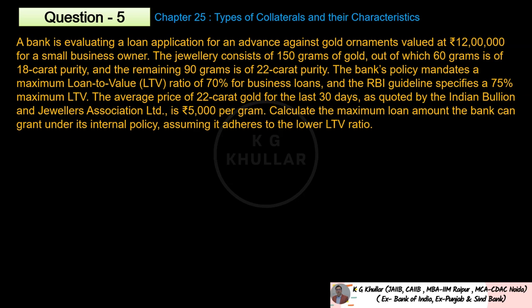The bank's policy mandates a maximum loan to value, that is LTV ratio of 70% for business loans, and the RBI guideline specifies a 75% maximum LTV. The average price of 22 karat gold for the last 30 days as quoted by Indian Bullion and Jewelry Association Limited is rupees 5,000 per gram. Now calculate the maximum loan amount the bank can grant under its internal policy, assuming it adheres to the lower LTV ratio. And these options are given to you. Now friends, as you can see, this is also a very important numerical. So let's see how to arrive at the correct loan amount.